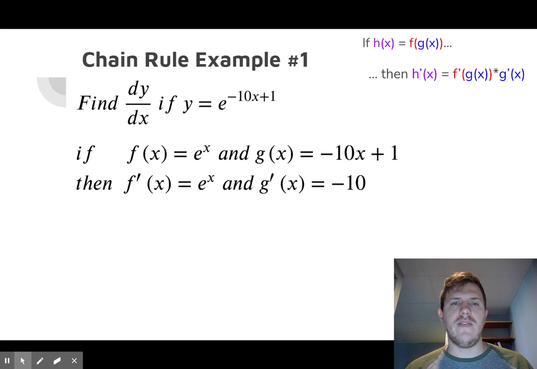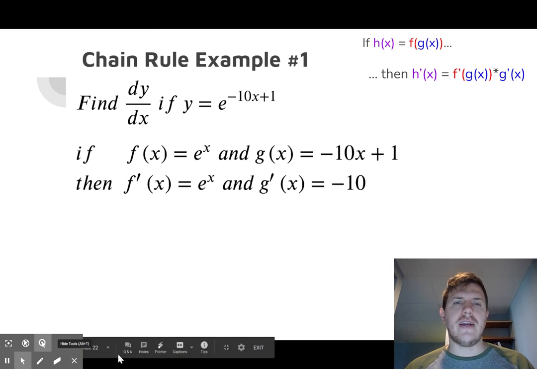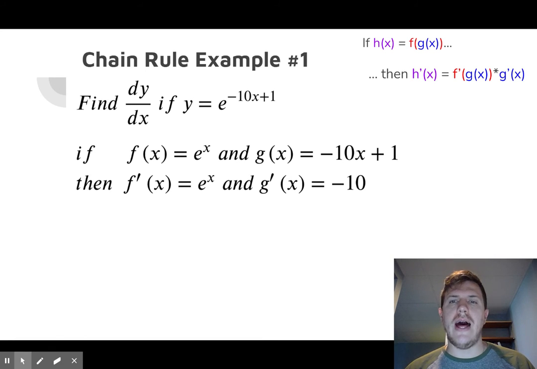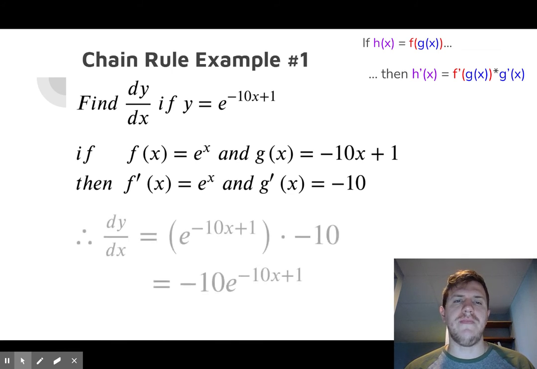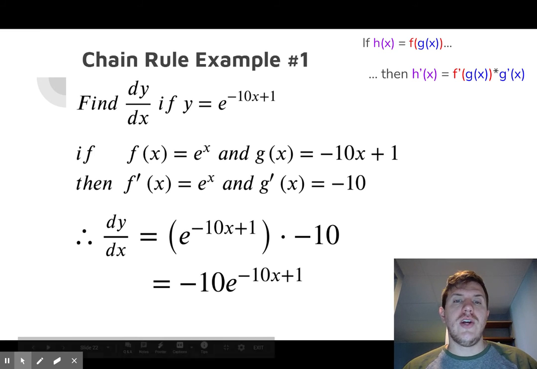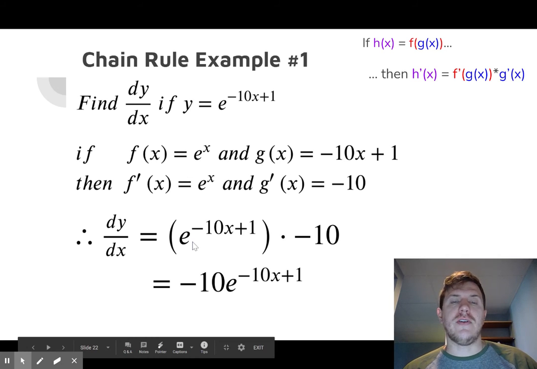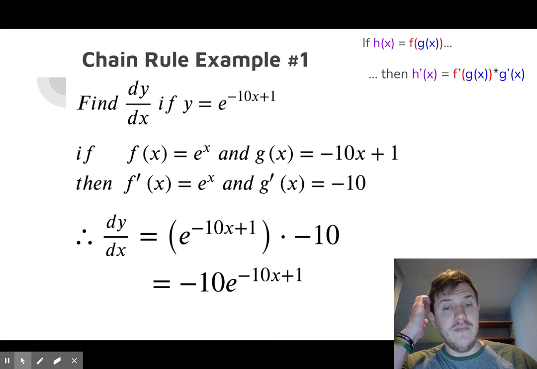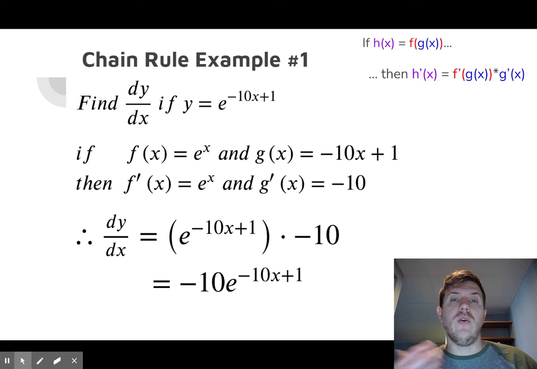We want to find the derivatives of both of them. Thankfully, e to the x is really easy to find the derivative of. It's just e to the x. And then using the power rule on negative 10x plus 1, that gives me just negative 10. So once again, we replace this inside of our original function. That means that the derivative of y is e to the negative 10x plus 1, because the derivative of e to the x is just e to the x, times negative 10. So then our derivative of the whole function is just negative 10 times e to the negative 10x plus 1.